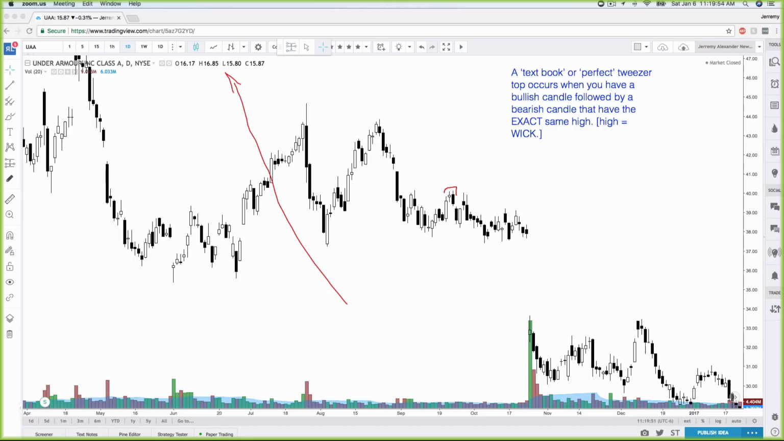Keep your eyes on the high, the H, so 40.09 and 40.14. That would make this not a perfect tweezer top. The tweezers, the high has to be the exact same. White candle followed by a bearish candle.